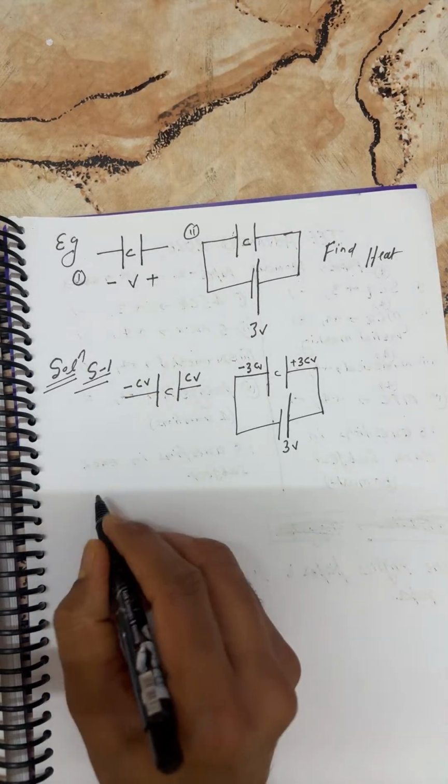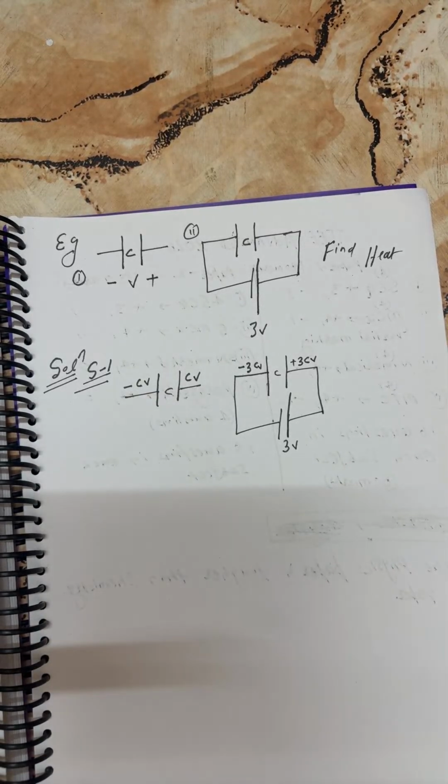Now, just tell me, initial is minus CV and final is minus 3 CV. Which one is more here? Just tell me first. Minus 1 is more or minus 3 is more? Students, tell me, everyone. All of you, fast. Anyone respond to me here?